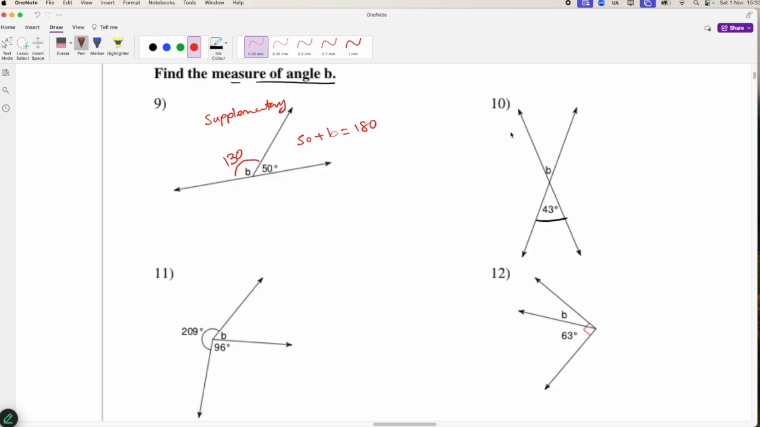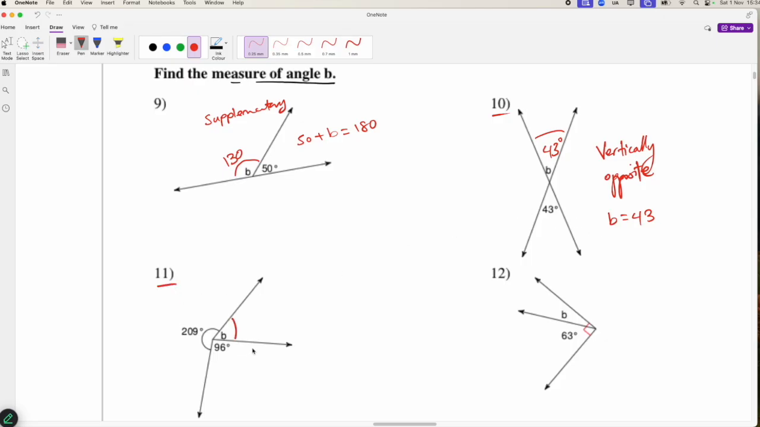Right. What about number 10? 43. And what kind of angles are they? Vertically opposite. Very good. And vertically opposite angles are equal. So B equals 43.